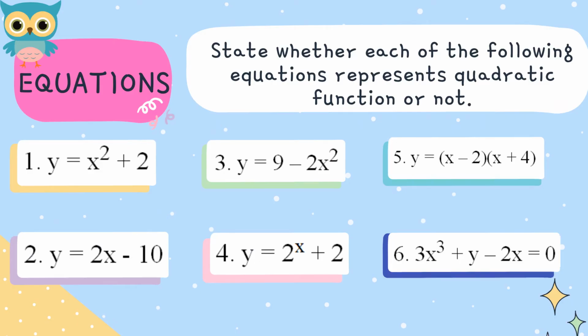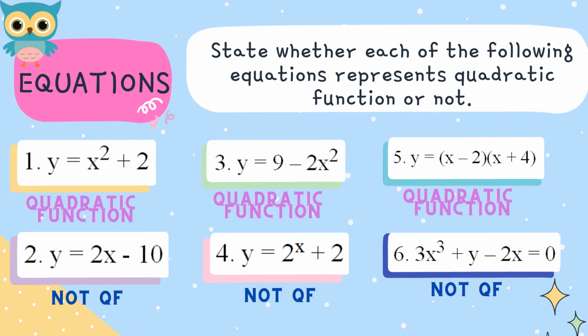So I have here different examples of equations, and you have to state whether each of the following equations represents a quadratic function or not. As you can see, we have here 6 items, and you have to determine if each is a quadratic function or not. Item numbers 1, 3, and 5 are equations that represent a quadratic function, while item numbers 2, 4, and 6 are equations that do not represent a quadratic function.